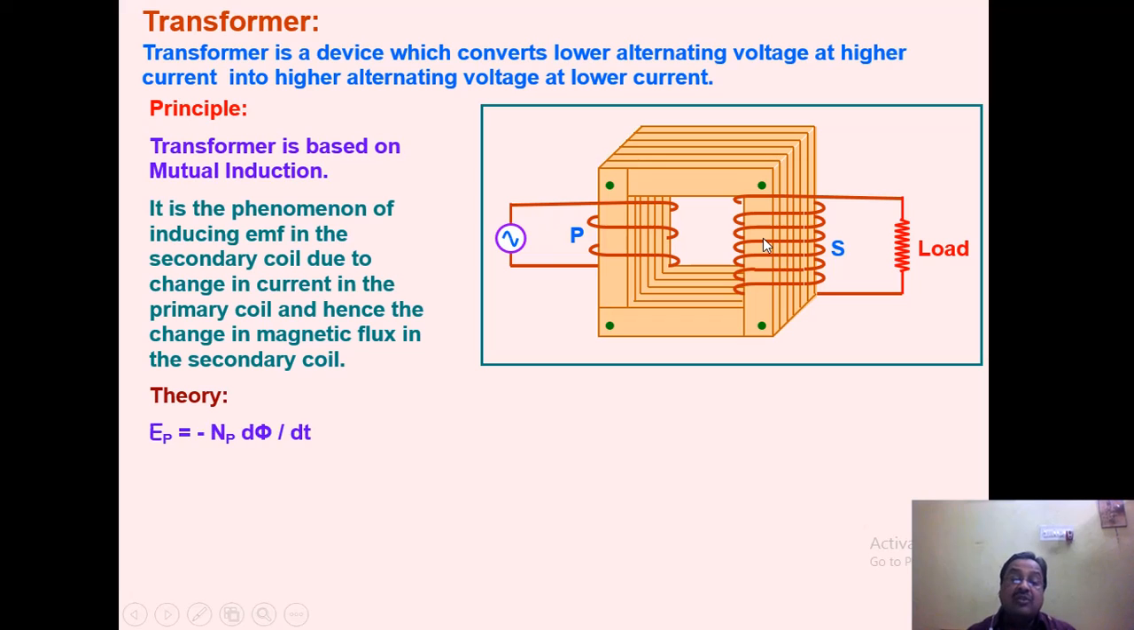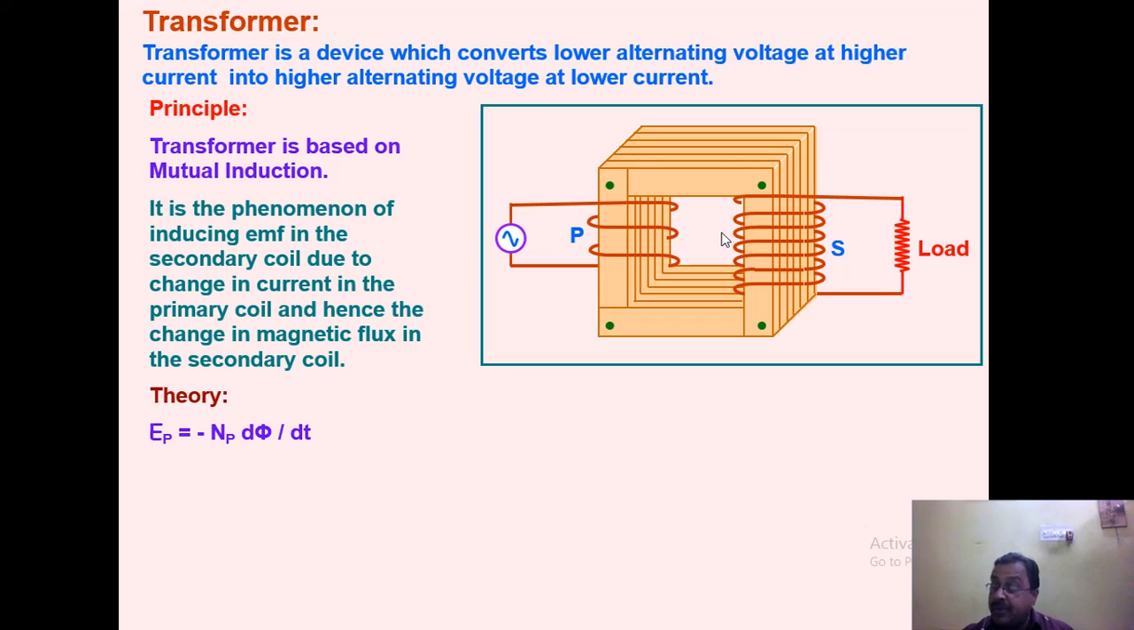Now, what is the theory on which a transformer generally works? We may say, if the primary and the secondary coil are wound close to each other, one can assume, to a fair approximation, that the magnetic flux linked with each turn of the primary and the secondary is the same, right? And here let us say EP. What is EP here? EP is the EMF across the primary.